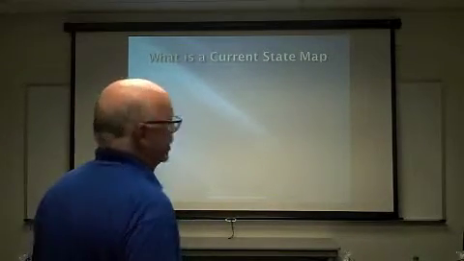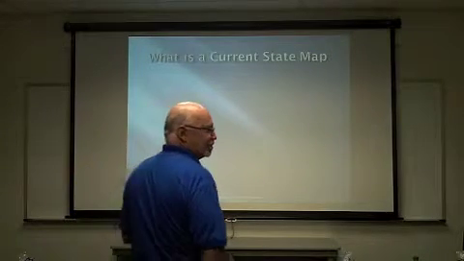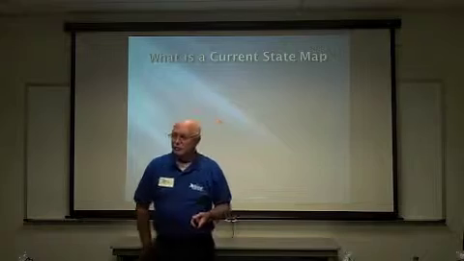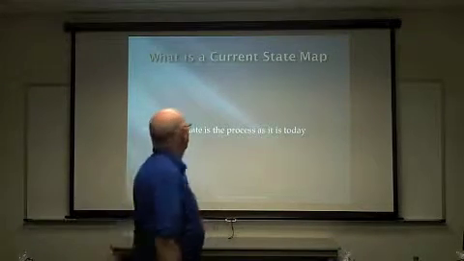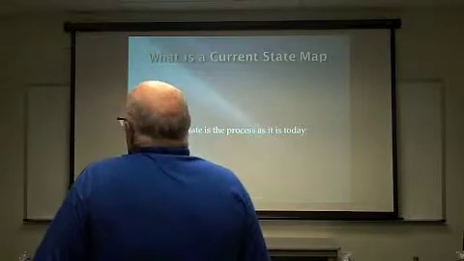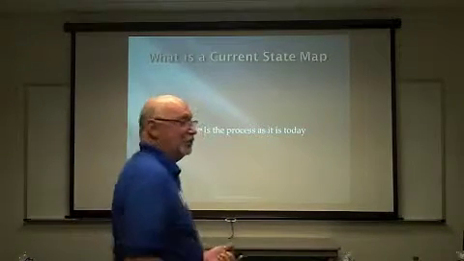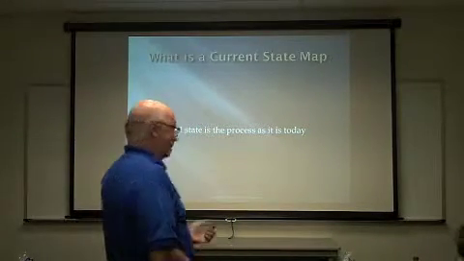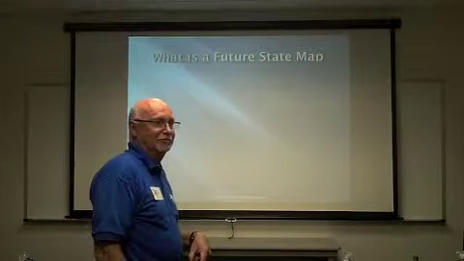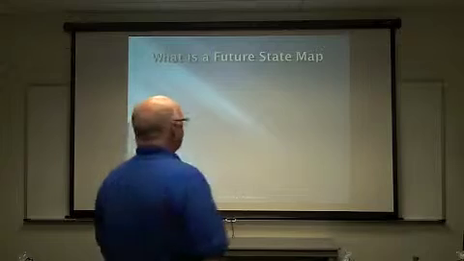Okay, what is a current state map? We just talked about value stream mapping, so what do you think a current state map is? The current state of the process is today. That's all it is. You just want to document what you do today. That's it. A future state map is where you're going to go. You want to map it out.